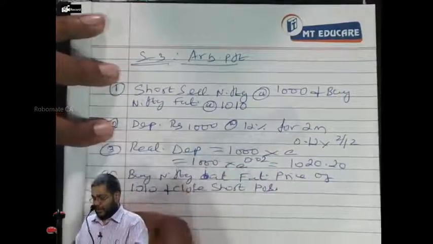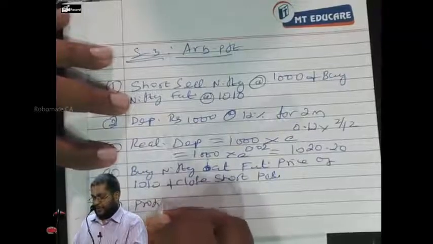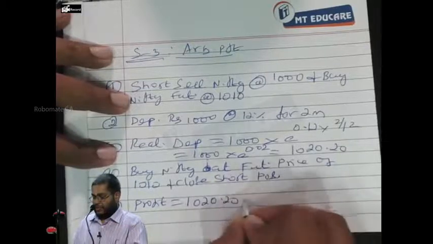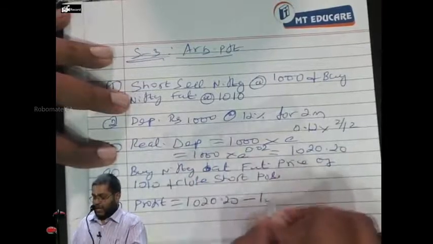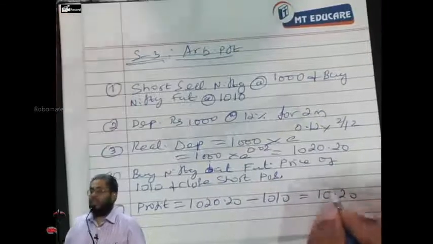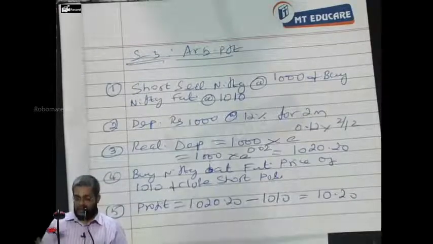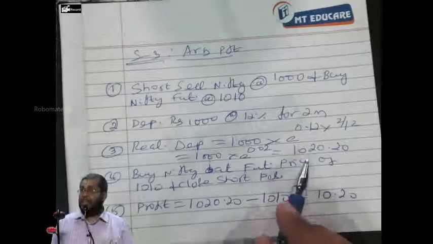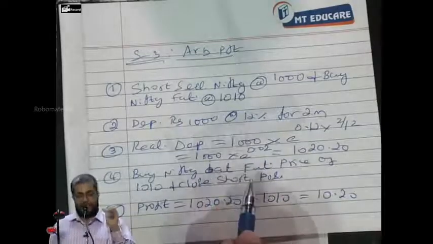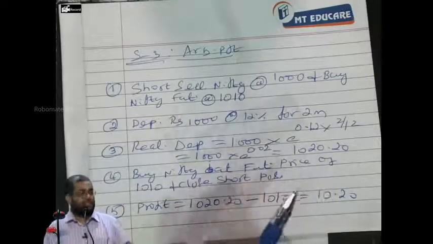Now, last point. Point number 5. Profit is equal to the money in hand, 1020.20, minus the amount I spent to buy, 1010. The profit is 10.20. My question is, here I am assuming that in the futures market I am paying 1010 rupees, taking delivery of the Nifty and then closing my short position.